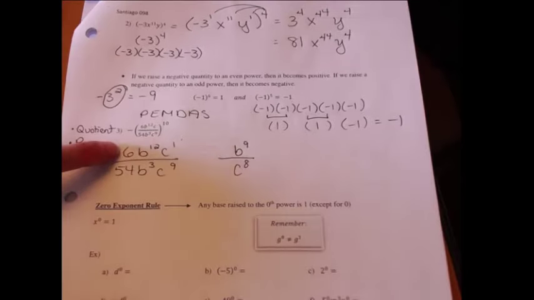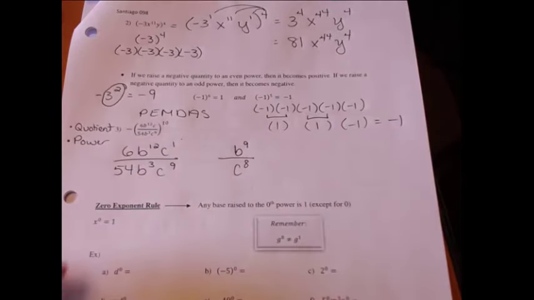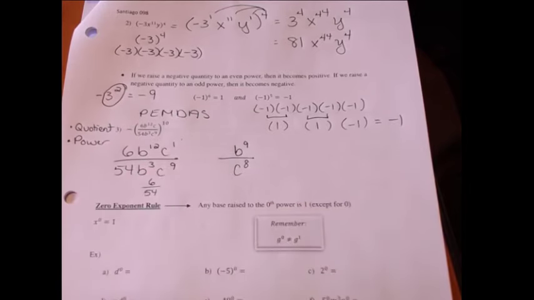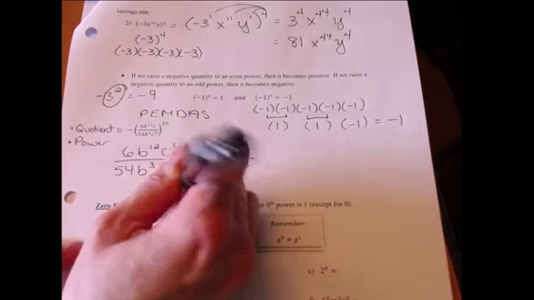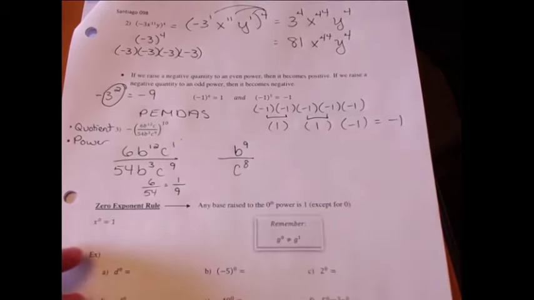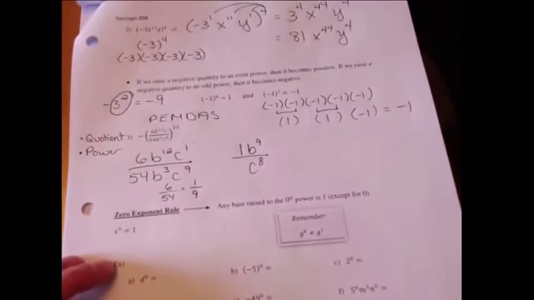Next, notice I have a 6 over 54. So if you want, we can rewrite that and look at it clearer. So if you have a 6 over 54, notice you can divide both numbers by 6. 6 goes into 6 once, and 6 goes into 54 9 times. So we can put 1 here.